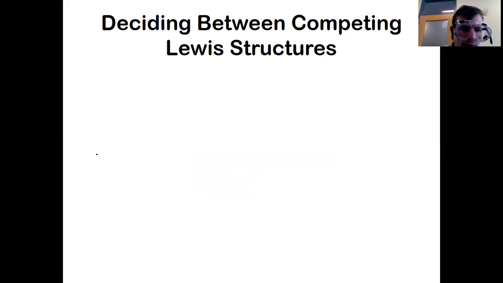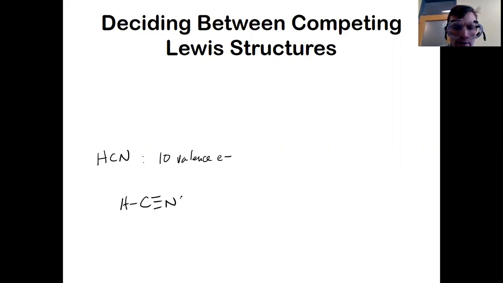So consider this molecule, hydrogen cyanide, HCN. Take my word for it. It has 10 valence electrons. And if you go through and draw out the Lewis structures, it will turn out that there's actually two possibilities.